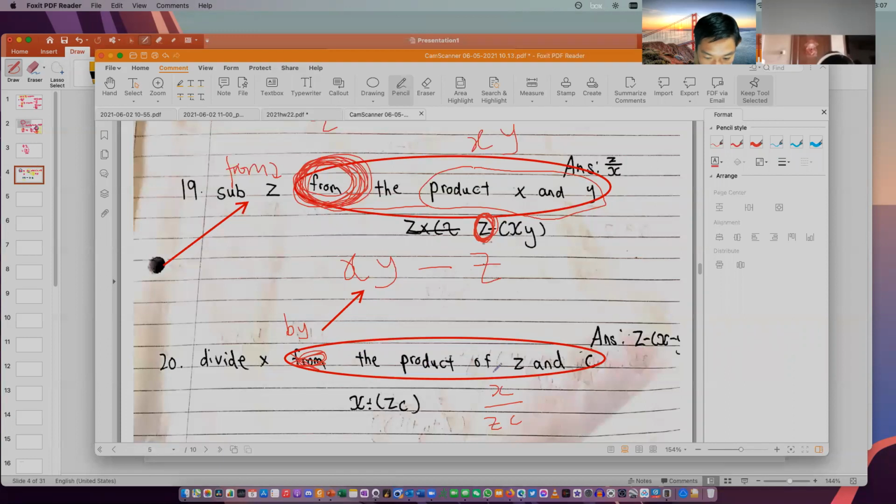By means below. Then what if from? Let's say I take your question, from. So how is this answer different? Z and C is on top. Correct, because from means you start with this first. But anyway, normally they will never say by. Okay, can. But remember, from means you start first. So you start with Z and C on top, and then of course below is X. Okay, so from.